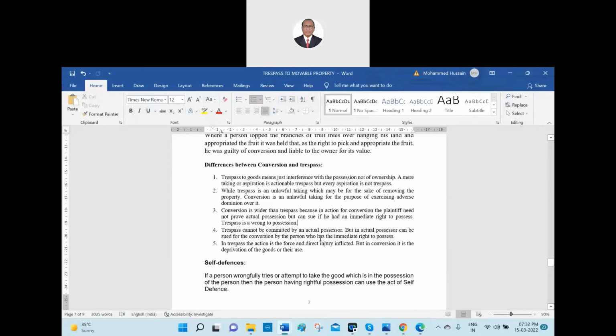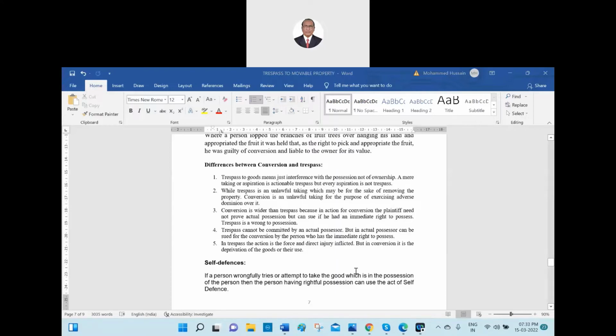So, trespass cannot be committed by an actual possessor. See, an actual possessor cannot commit trespass, but if somebody disturbs the enjoyment of his land, then that somebody will be called a trespasser. But an actual possessor can be sued for conversion by the person who has the immediate right to possess. So trespass cannot be committed by an actual possessor. See, when he is the actual possessor, how will he commit trespass? Tell me. He cannot. Somebody should enter into the premises, then only can he say trespass.